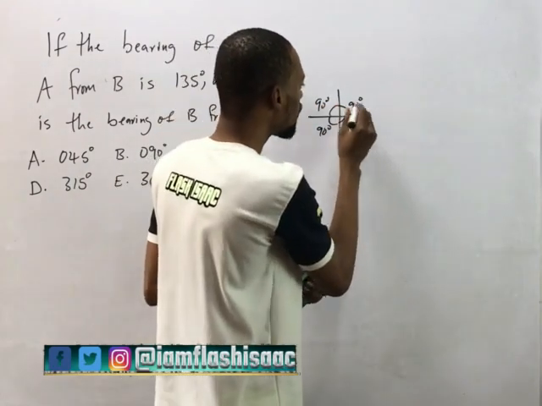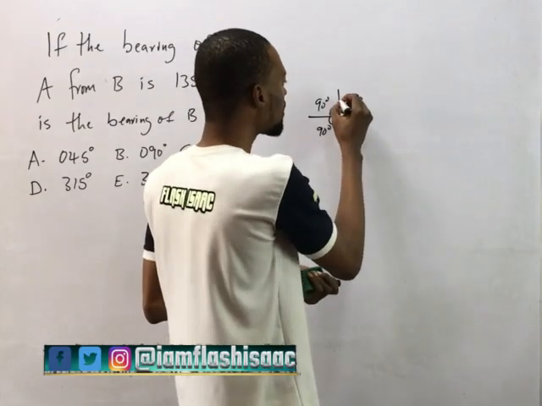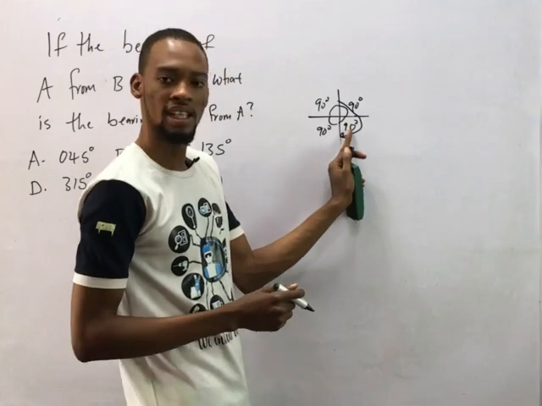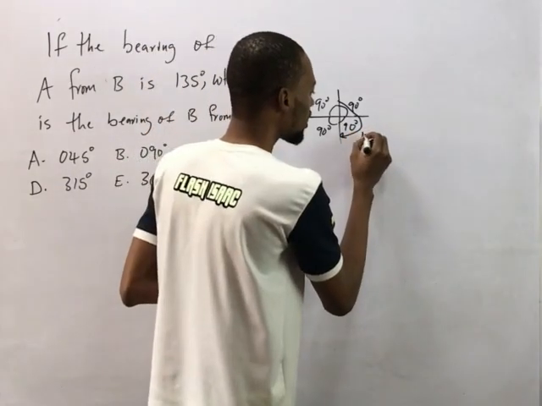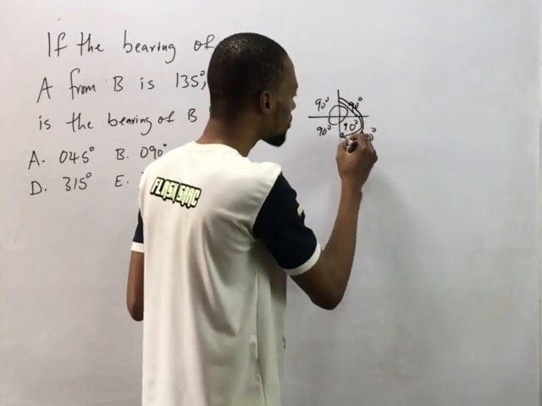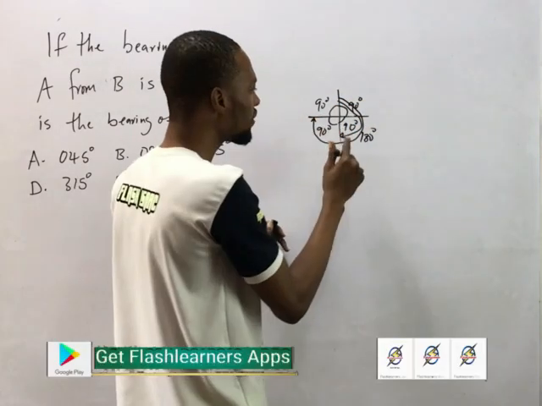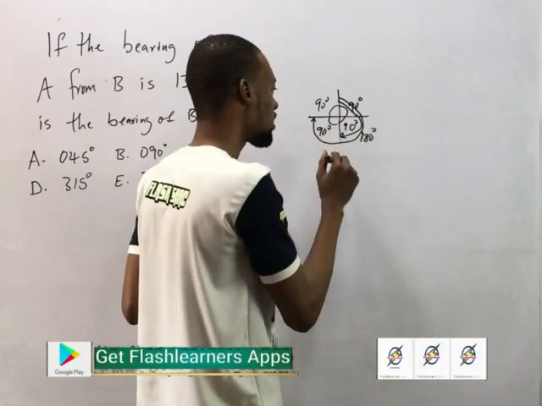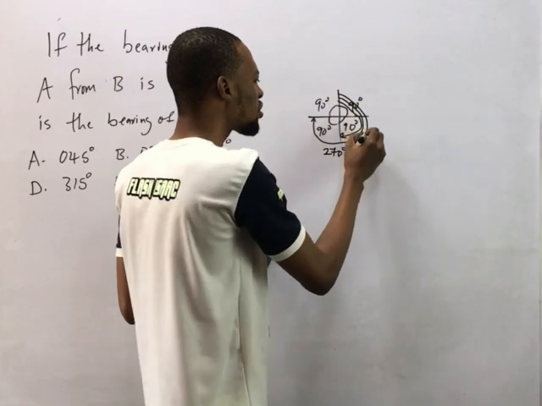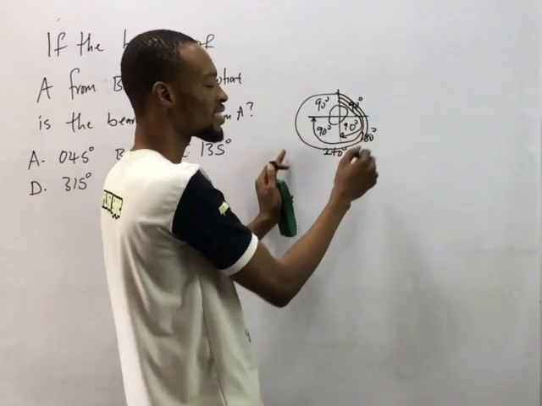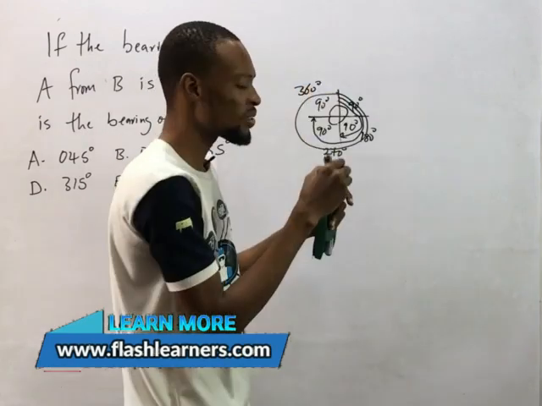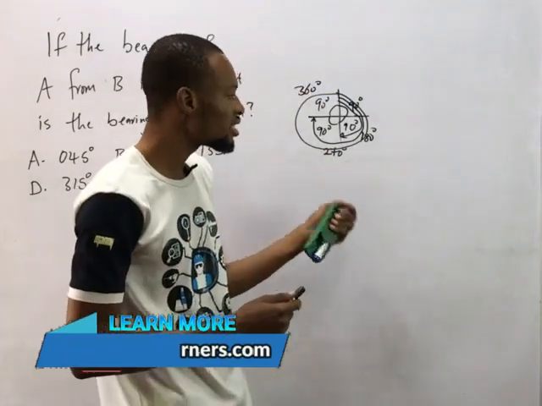This implies that from here to here is 90 degrees. Then if you are moving from here to here, it means you are moving 90 degrees plus 90 degrees. That will give you 180 degrees. Now, if you are moving from here to this end, you are moving 90 plus 90 plus 90 degrees. That's 270 degrees. If you are moving from this place towards the end, you are forming a circle. That will give you 90 plus 90 plus 90 plus 90. That is 360 degrees. So the angle in a circle is 360 degrees.